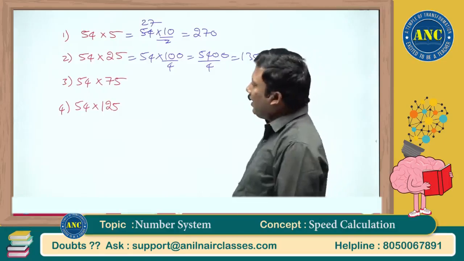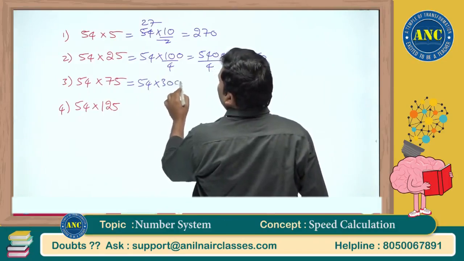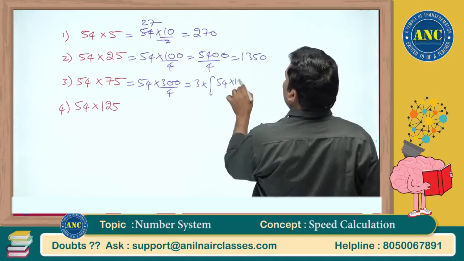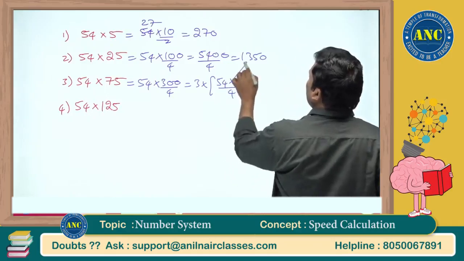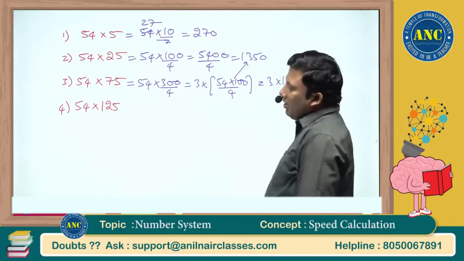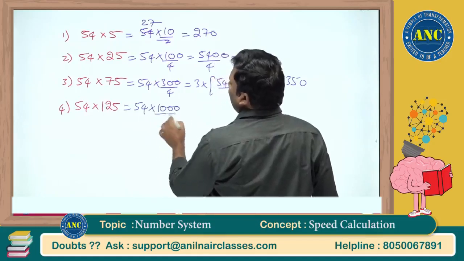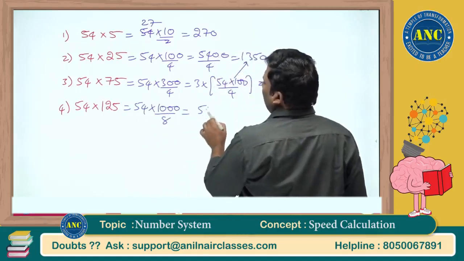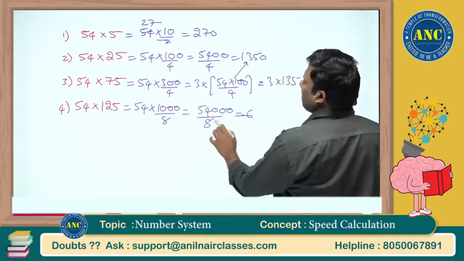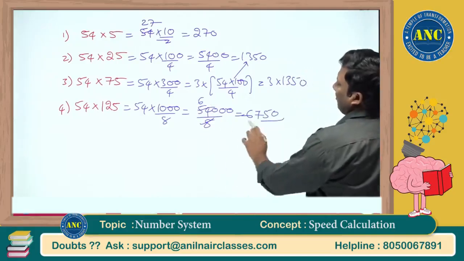Write down 25 as 100 by 4. 75 can be written as 300 by 4. It is 3 into 54 into 100 by 4. Already we got the answer for this: 3 into 1350. Are you all with me? Right? 125 can be written as 1000 by 8. It is 54000 by 8. So if I do it, 8 sixes are 48, 8 sevens are 56, 6750.